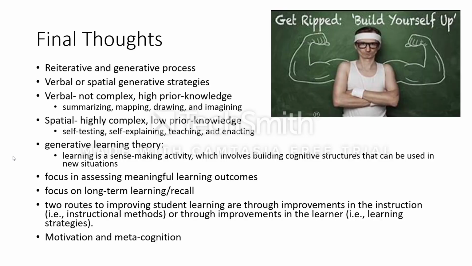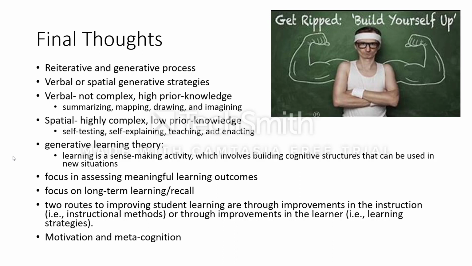So some final thoughts. Generative learning is a reiterative and generative process. There is verbal and spatial generative learning strategies. Verbal strategies should not be using complex material, but require higher prior knowledge. Verbal strategies include summarizing, mapping, drawing, and imaging. There's also spatial strategies, which can use highly complex material and have a lower prior knowledge requirement. This includes self-testing, self-explaining, teaching, and enacting.